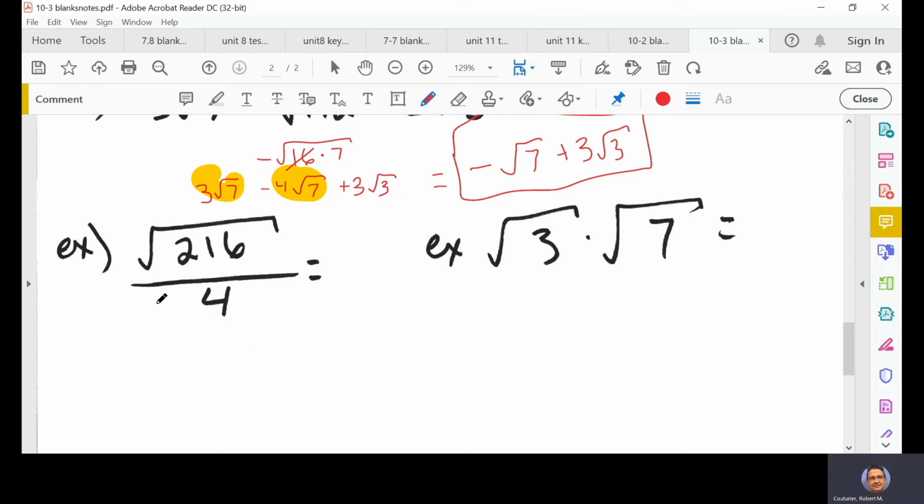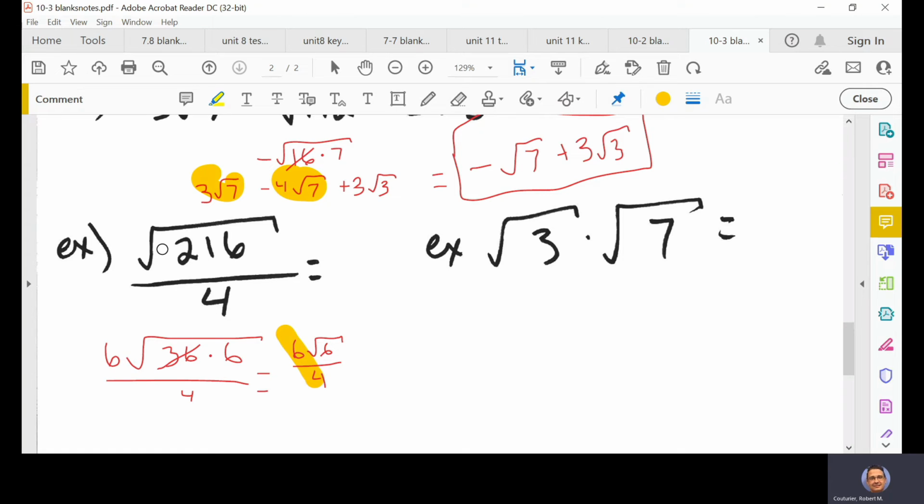That's 36. This turns into the square root of 36 times 6. And I can take the square root of this, so this can come out front over 4. And now let's rewrite this so it's a little cleaner. 6 square roots of 6 divided by 4. What we need to look at now is this. Can this reduce? Yes, it can.